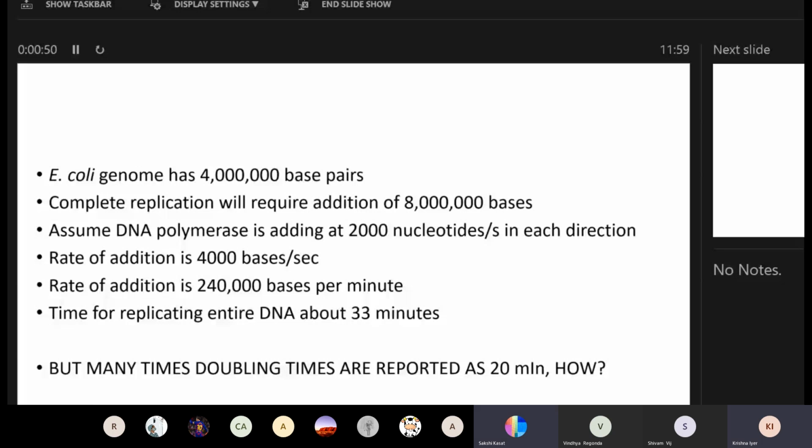Sir, the 4 million base pairs number, all these numbers are theoretical, right? No, people have taken the E. coli genome and actually sequenced the entire DNA. And that actually is 4.6 million. It is not even 4. It is slightly more.